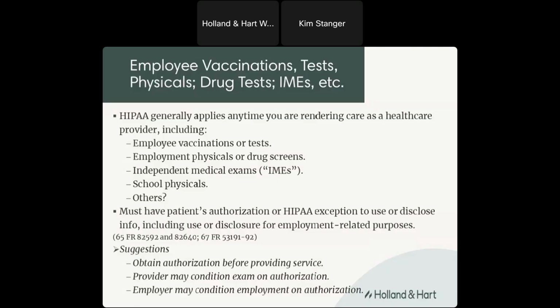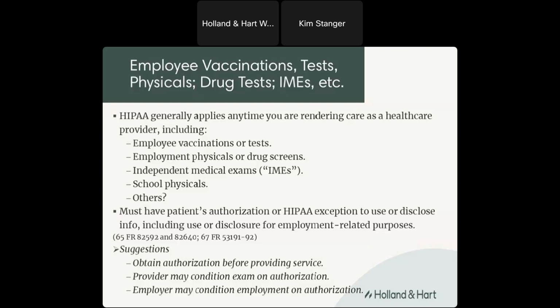Those are covered by HIPAA. That means you cannot disclose that information to the employer unless you fit within a HIPAA authorization. A HIPAA exception, there is none. So you would need to have the patient's authorization before you can make those disclosures back to the employer.